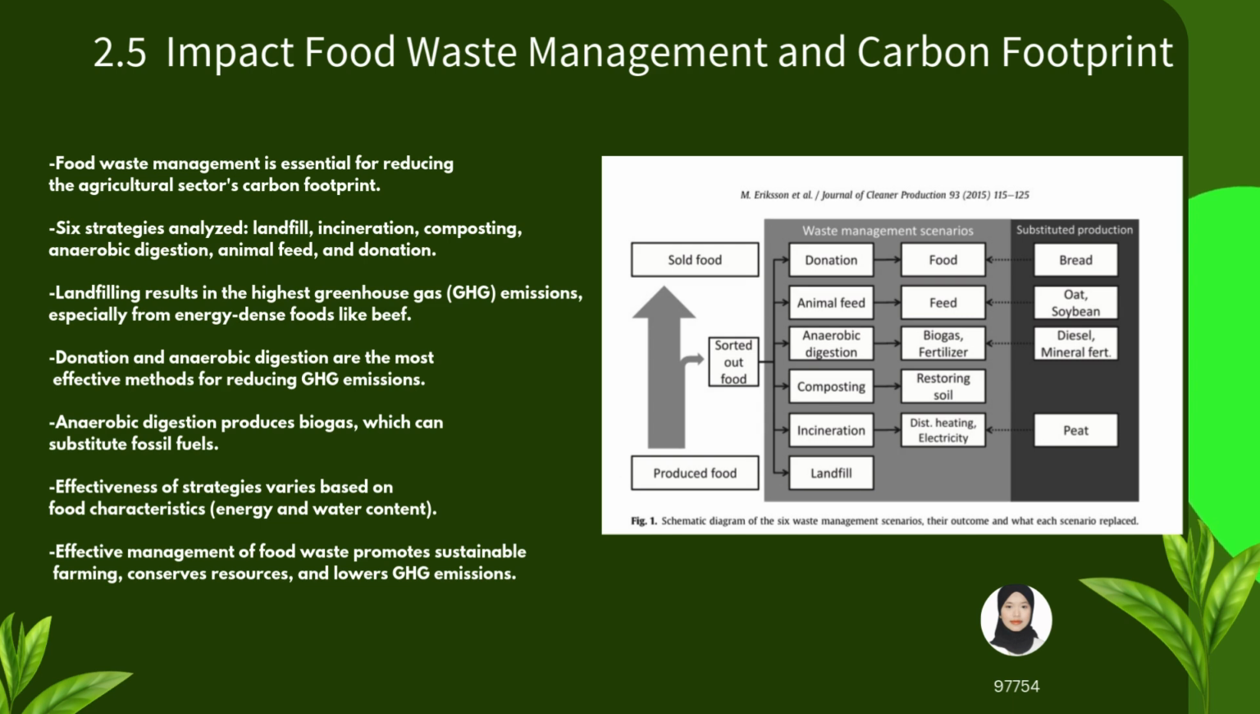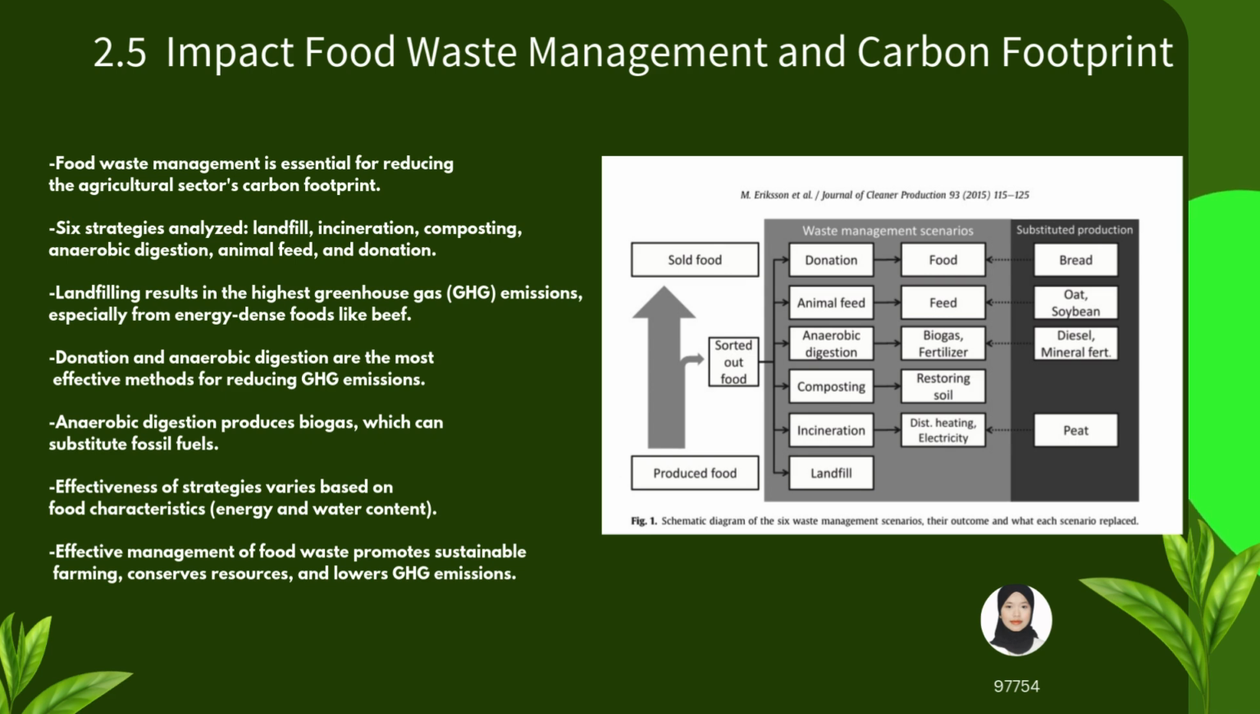The methods are landfill, incineration, composting, anaerobic digestion, animal feed, and donation, highlighting their varying impacts on greenhouse gas emissions. The study also notes that the effectiveness of waste management strategies is influenced by food characteristics such as energy and water content. High-energy foods yield better results with anaerobic digestion or incineration, while high-water foods benefit from composting. Landfilling generates the highest emissions, particularly for energy-dense foods like beef, which contribute significantly to climate change.